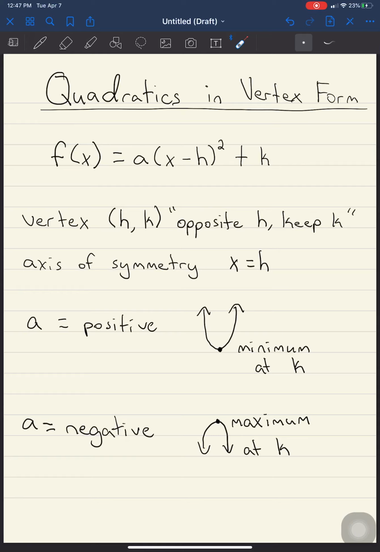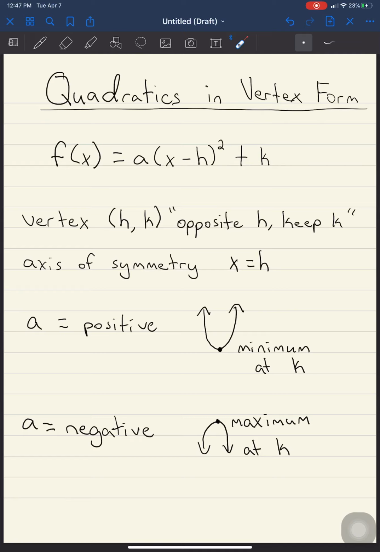So after that, we have our axis of symmetry. All that means is whenever I draw my graph, my axis of symmetry is just going to be equal to whatever my h value is. And we have x equals h because h is an x value once we start writing our points as coordinates.